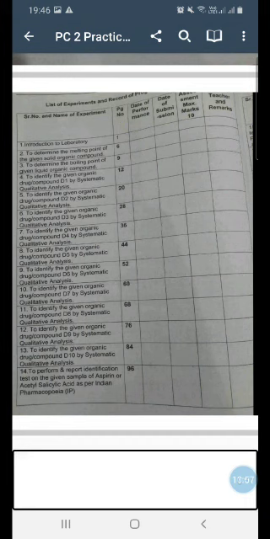Then experiment number 22, 23, 24, 25 and 26, 5 experiments. These experiments are titled as to synthesize a particular compound and find out its percent practical yield and melting point. Say for example, experiment number 22 is titled as to synthesize acetanilide from aniline and to find out its percent practical yield and melting point.